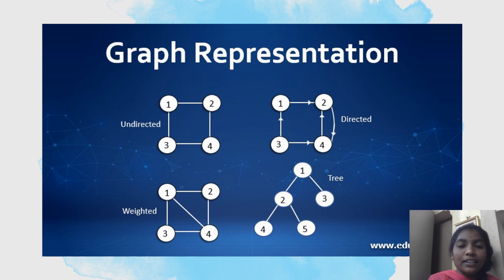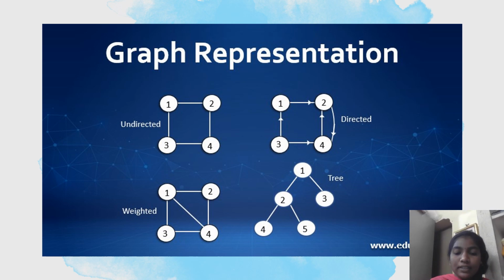Here we can see the 3 types of graphs and 1 type of tree. First one is undirected, second one is directed, and third one is weighted. Fourth one is a tree. A graph is said to be an undirected graph if no edge has a direction. Here we can see the graph diagram, there is no direction between any of them. Whereas the second one, a directed graph, is a graph in which all the edges have a direction.